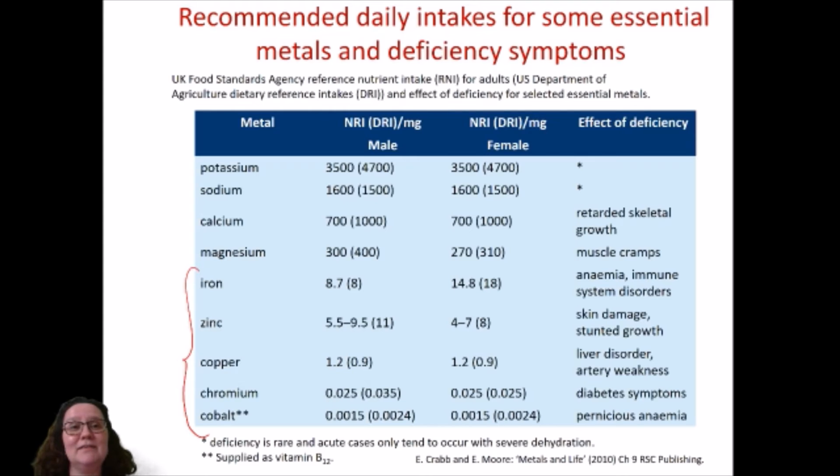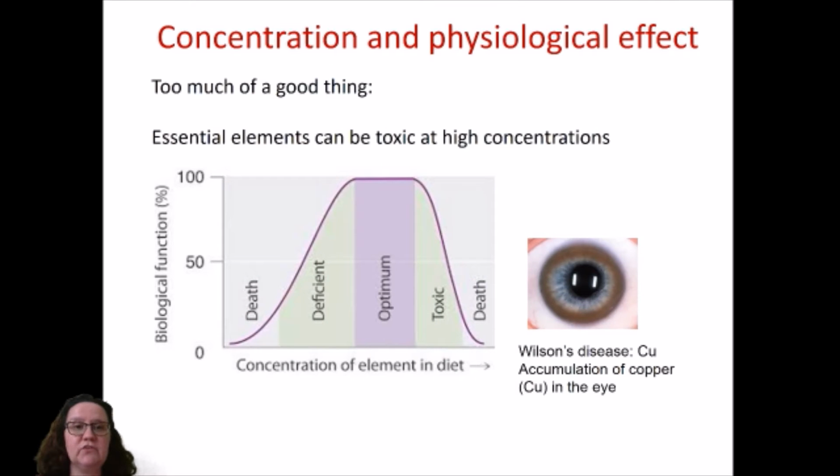And you can spot here in the table quite a few transition metals which are essential and which we need in our diet. An excess of metals, including transition metals, can also be a problem, and essential elements can be toxic at high concentrations. We have here, for example, Wilson's disease, which is a rare genetic disease in which the body cannot process copper, so it accumulates in the body, causing detrimental effects.